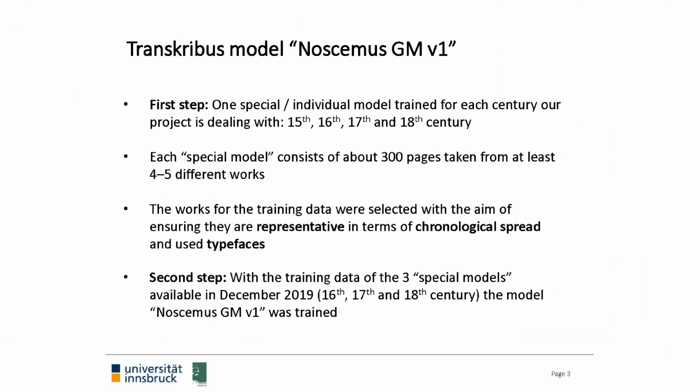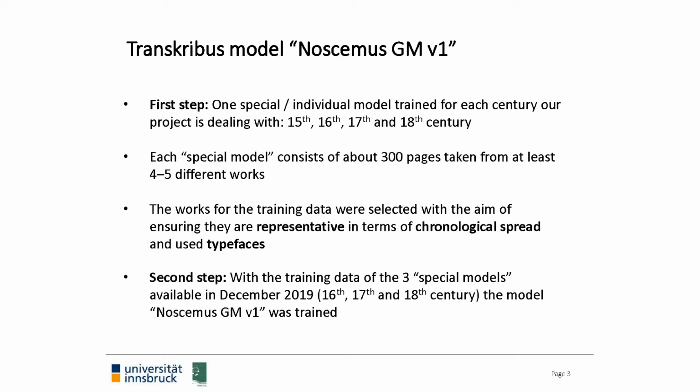A quick overview of the path our model went until now. As a first step, I tried to create one special or individual model for each century our project deals with. This means I created one model for the 15th century, for the 16th, for the 17th and the 18th century. Each of these special models consists of at least 300 pages, and those 300 pages are taken from at least 4 or 5 different works or books. The works selected for the training data were selected with the aim of ensuring they are representative in terms of chronological spread and used typefaces.